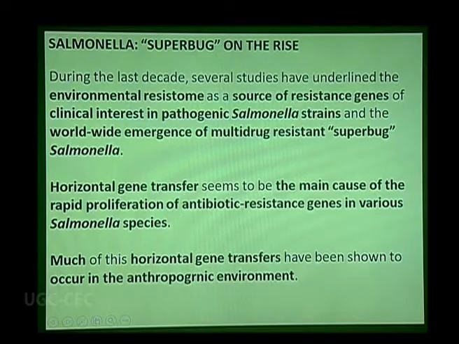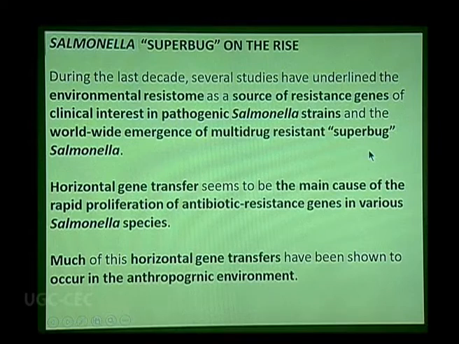During the last decade or so, all over the world, many studies have reported the emergence of some Salmonella pathogenic strains in the clinical context that are resistant to virtually all known classes of antibiotics. And thereby they are virtually untreatable. The disease caused by this pathogen is untreatable. Consequently, they are now included as superbugs.